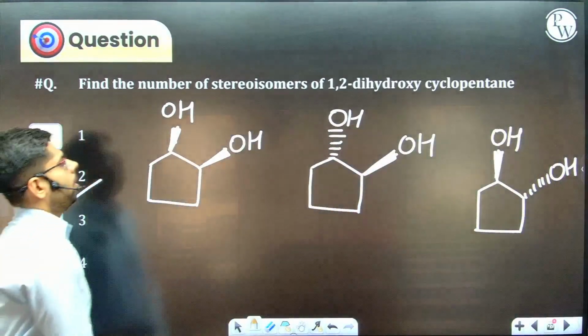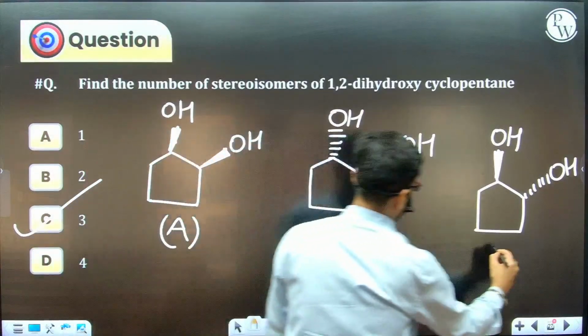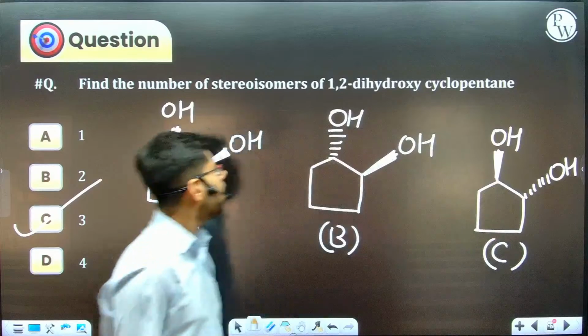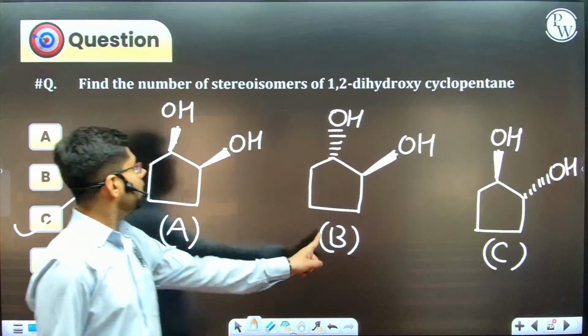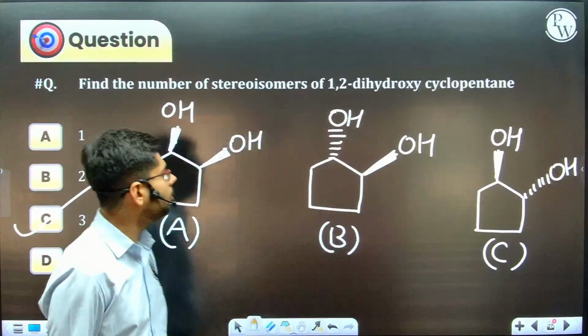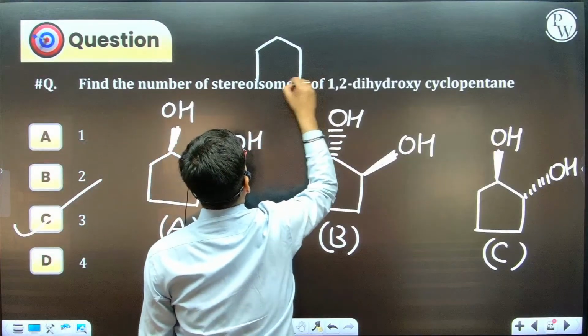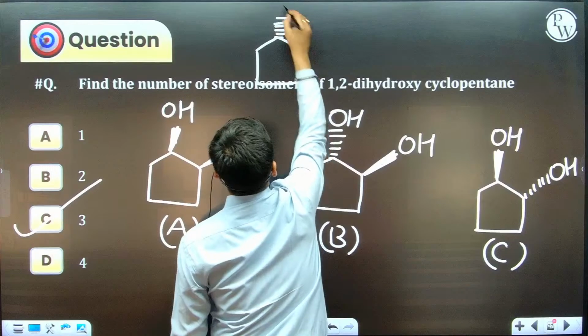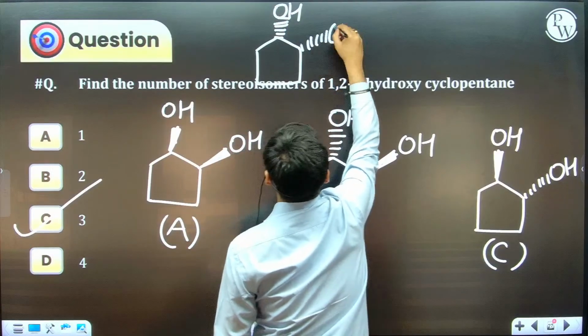So, now see, A, B, C. These are the three stereoisomers. B and C are enantiomers of each other. A and B are diastereomers of each other. A and C are diastereomers of each other. If you have this confusion in your mind, I would like to clear it. You might feel, why haven't I drawn this one? Why haven't I drawn this one?